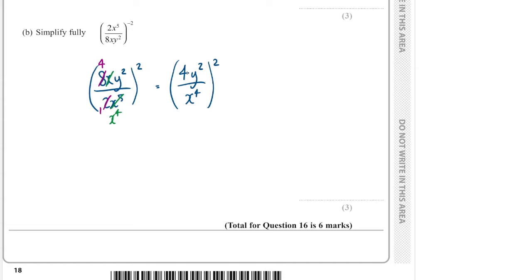Okay, let's square each term. So squaring the 4 gives me 16. Squaring the y squared, or y squared times y squared, is y to the 4. Or just simply timesing the two powers is going to give me 4. And then here, timesing the power of 4 and 2 is going to give me 8. So that's over x to the 8.